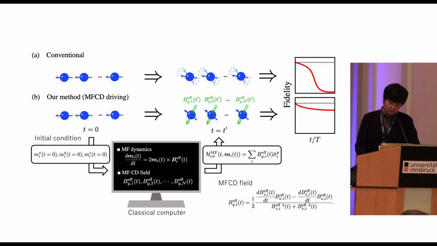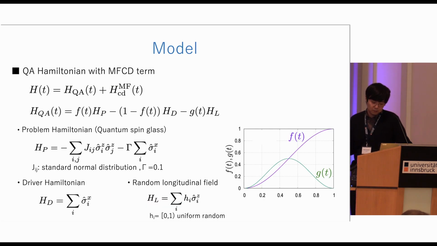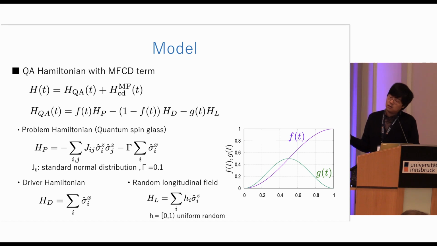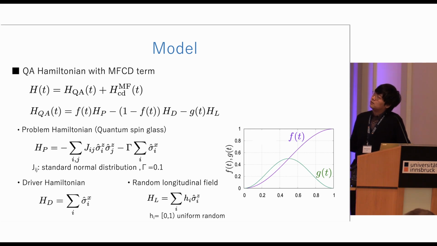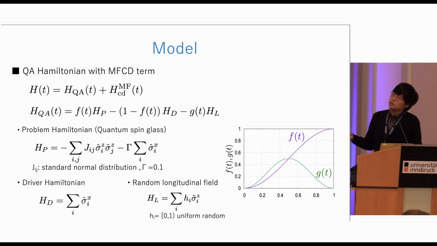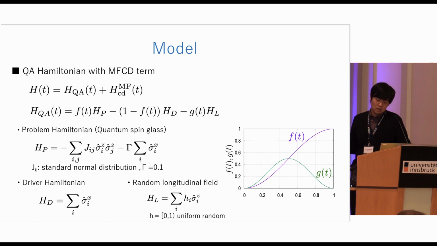Next, we will provide more details of our calculation. First, let's start with an explanation of our problem. We consider a quantum Hamiltonian like this. Here, H_T is the problem Hamiltonian. We use the quantum Ising model as the problem Hamiltonian, and the driver Hamiltonian is a transverse magnetic field. And we use a random longitudinal field to avoid the metastable state in classical dynamics.